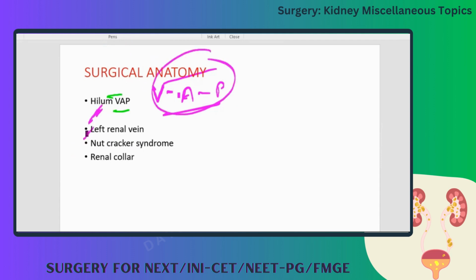And then, what is the importance of left renal vein?